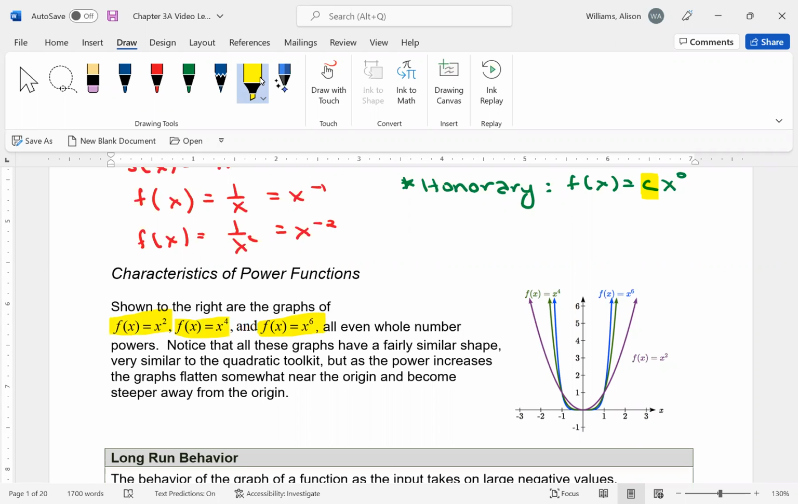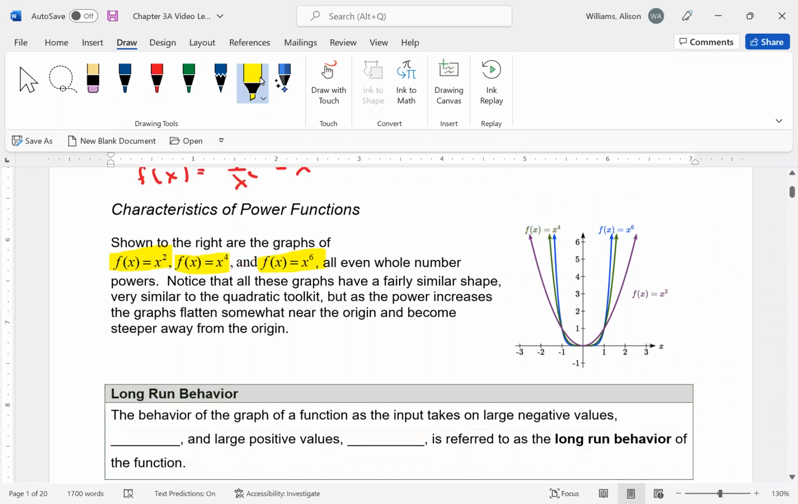What I can tell, though, is that x to the 4th and x to the 6th are getting a flatter bottom. It's almost like the U is flatter when you're close to the vertex, and then they shoot off a little bit quicker than x squared, which makes sense because they're higher power, so those numbers would be getting bigger faster. But what we want to look at is something called the long run behavior, and we're going to use this later on.